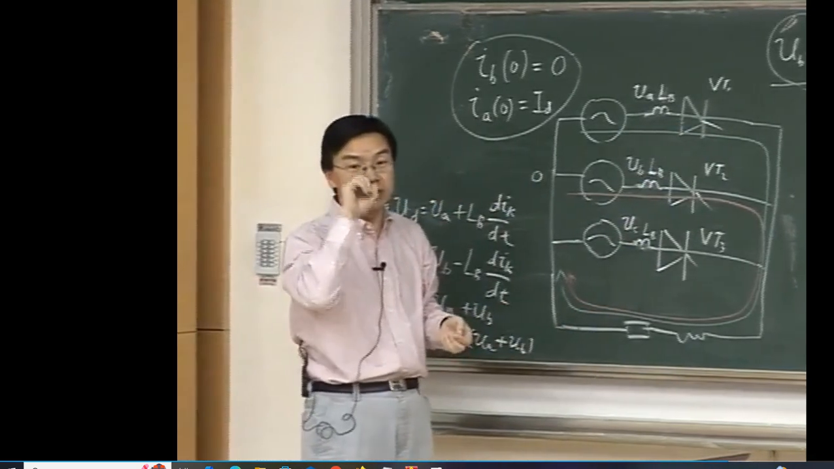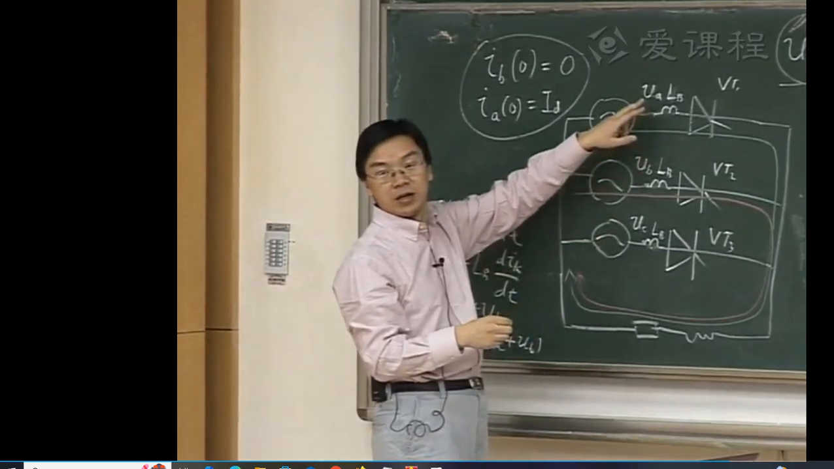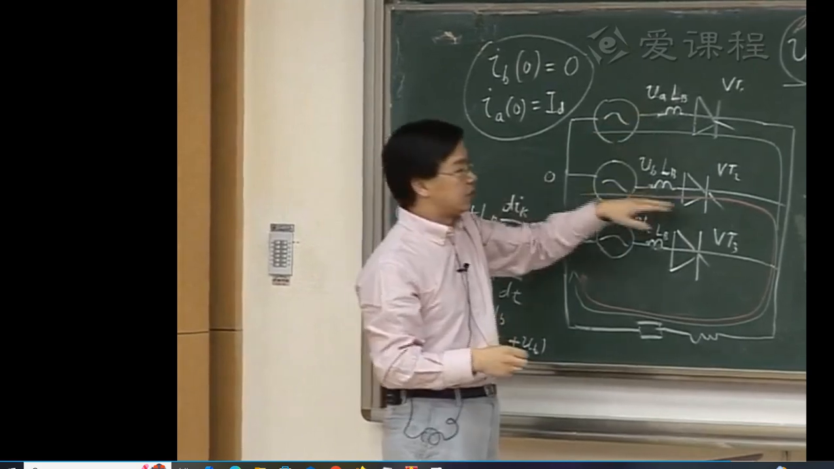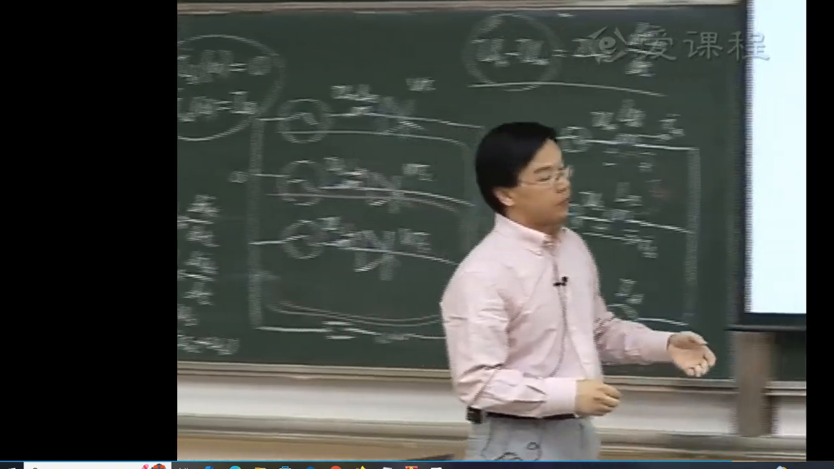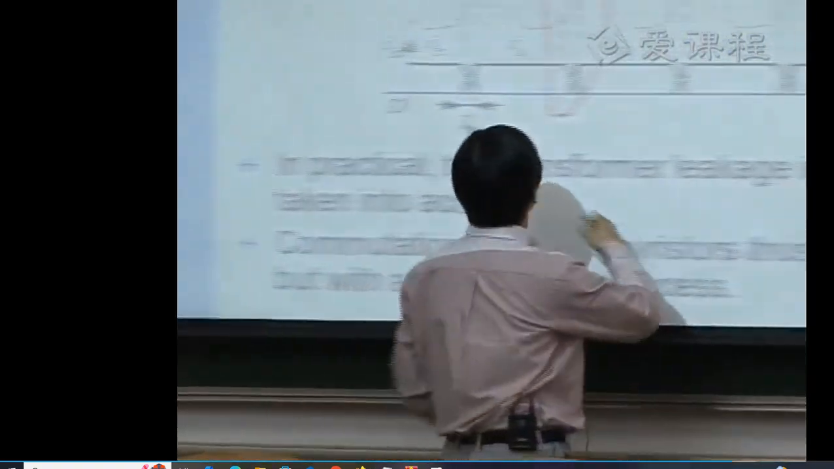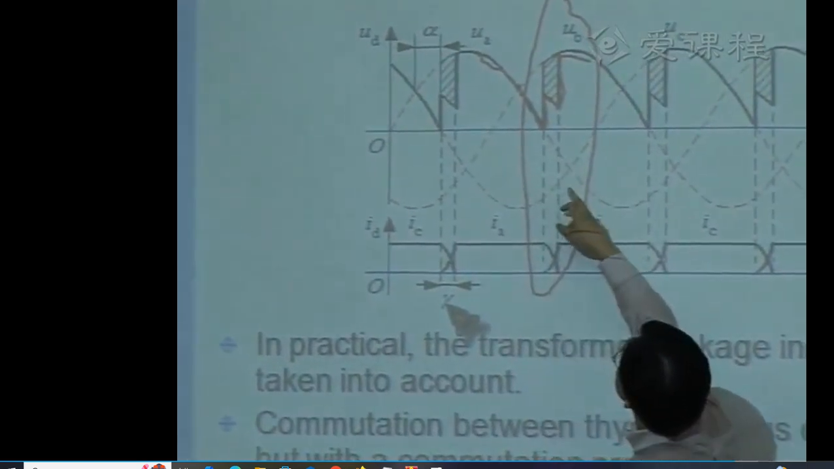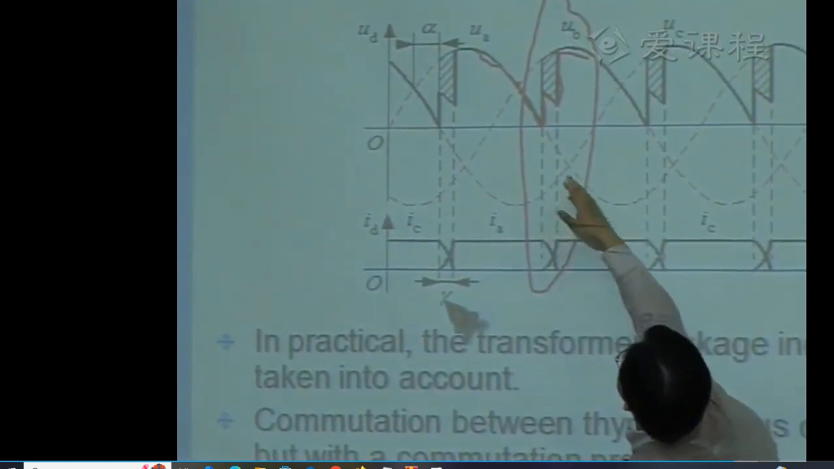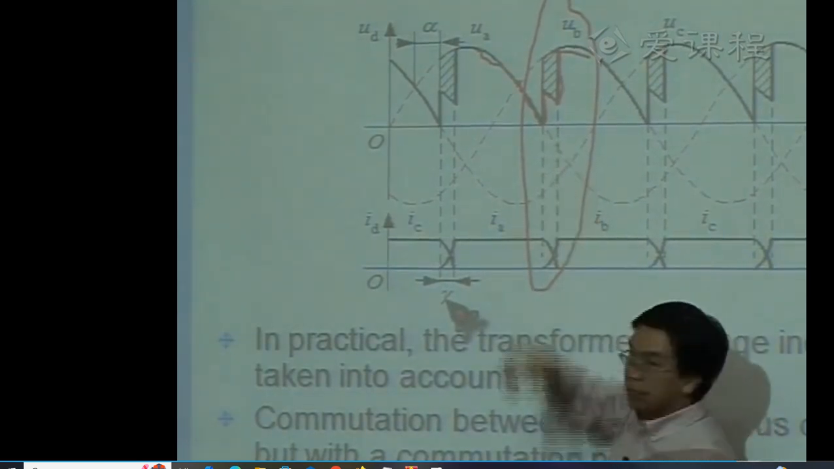So the driving force is what? It is the voltage difference between UB and UA. Because of this voltage, you generate this commutation process. And therefore, if you're clear about this, then you look at the voltage difference between UB and UA. Over here, let's talk about this interval. UB is the higher one, UA is this one.